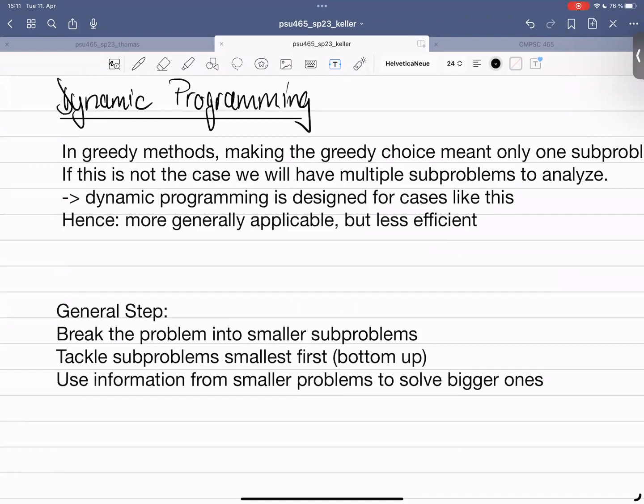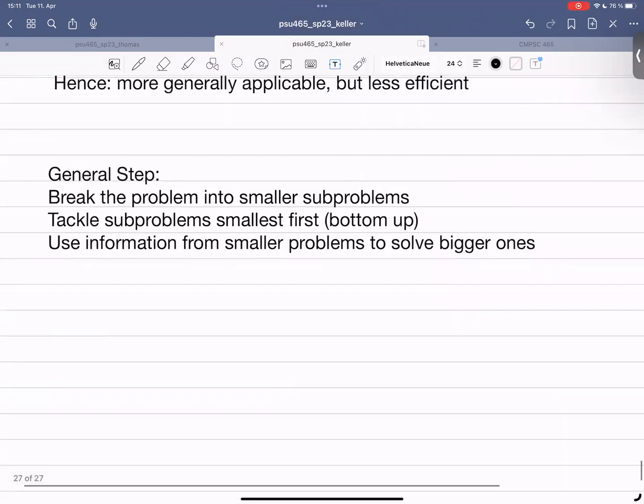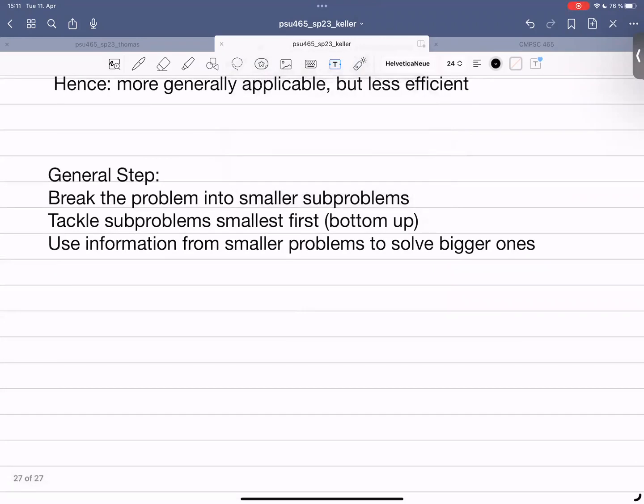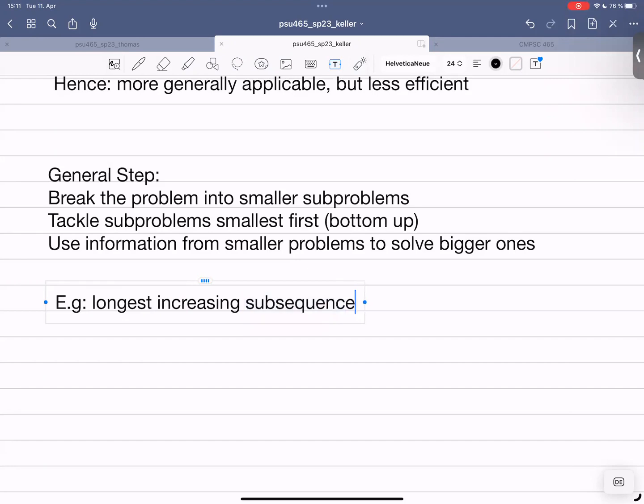It's a bit abstract, so let's look at an example, a very simple problem that we can solve using dynamic programming, which is called the longest increasing subsequence. In this problem, we are given a sequence of numbers, A1 through AN.